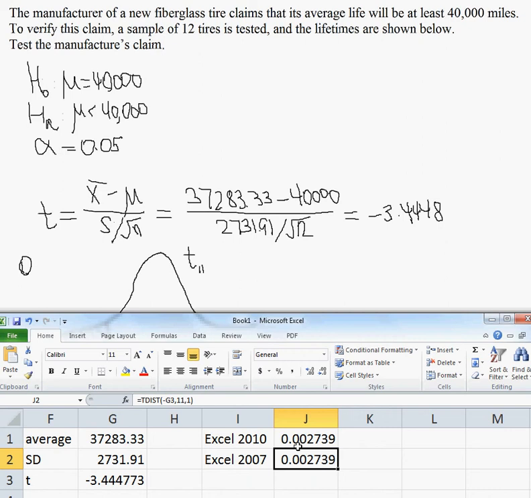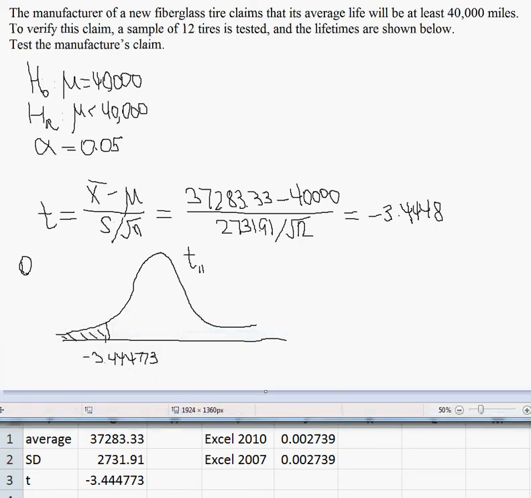Later on, I'll show you how to do that calculation on the TI-83 calculator. So using this number that we just got, we have that the p-value is equal to 0.00274 roughly.